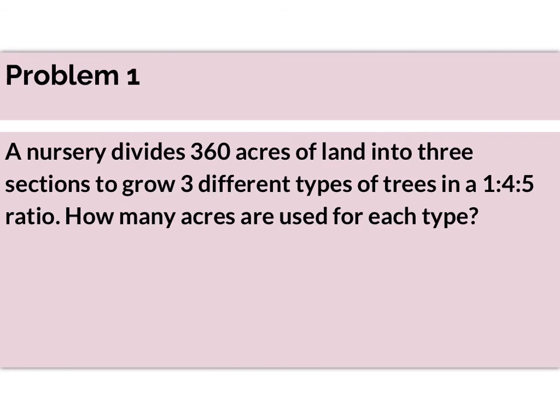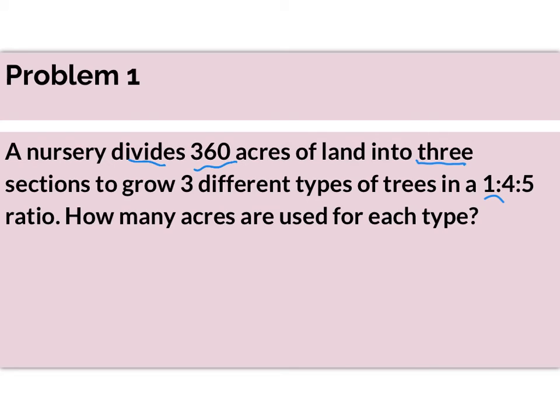All right, I hope this one didn't trip you up too much, but let's look at what we're given here. So a nursery divides 360 acres of land into 3 sections. So 3 is a number, 360 is a number. And it tells you to divide. And we're growing 3 different types of trees. We give you the ratio.